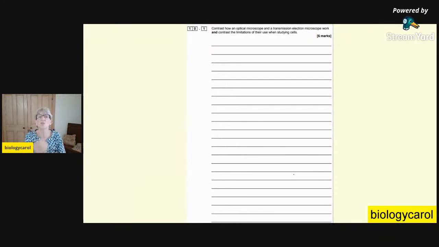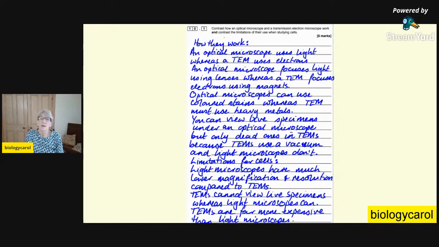Okay, last two bits of the questions. Contrast how an optical microscope and a transmission electron microscope work, and contrast the limitations of their use when studying cells. Again, I decided to use headings to keep me focused. Contrast how they work and then contrast their limitations. How they work and limitations are down here, just so that you can see it clearly.